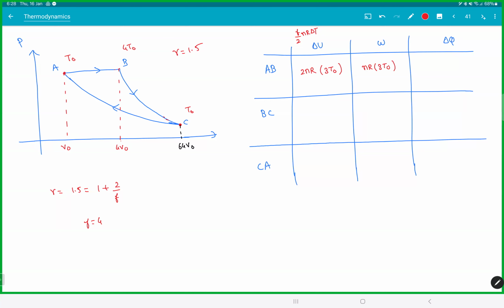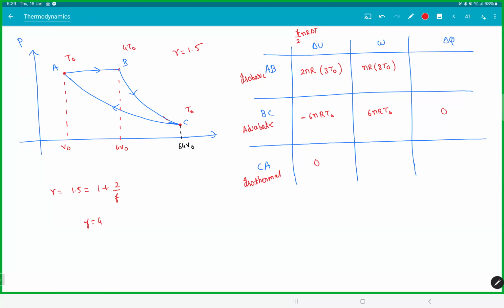This is 6 NR T naught, NR delta T, work done in isobaric process. So let me write that thing. So AB is your isobaric. BC is adiabatic. CA is isothermal. So this would be 0. This will be minus 6 NR T naught. This is 0. So automatically this work will be 6 NR T naught.